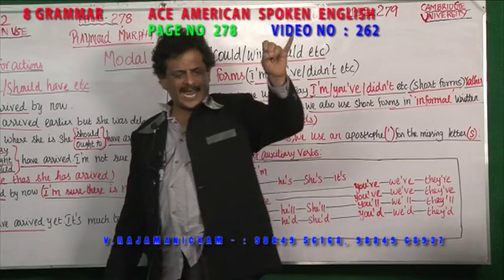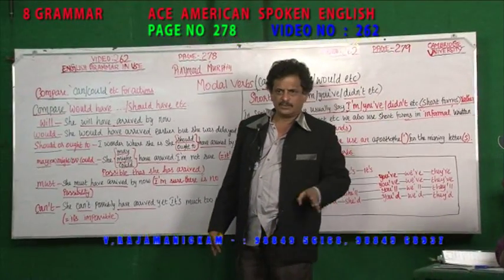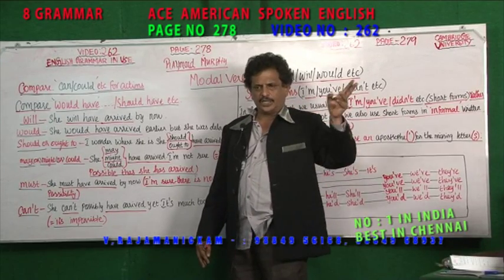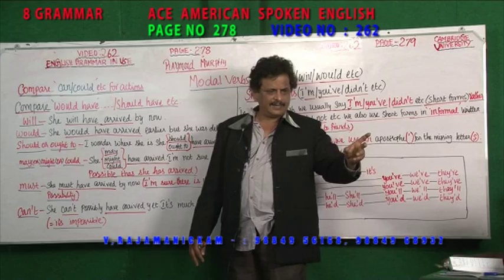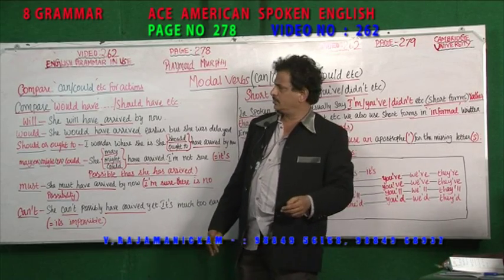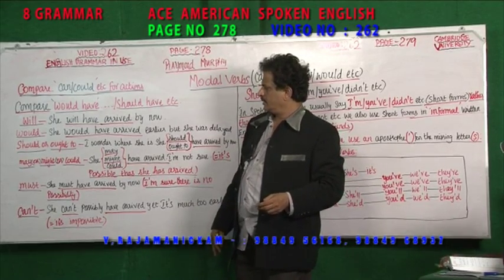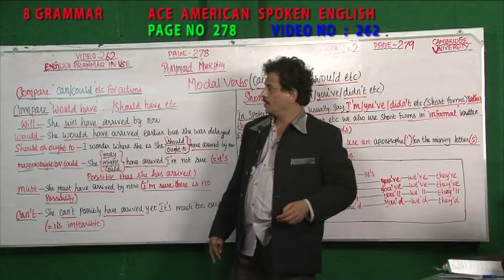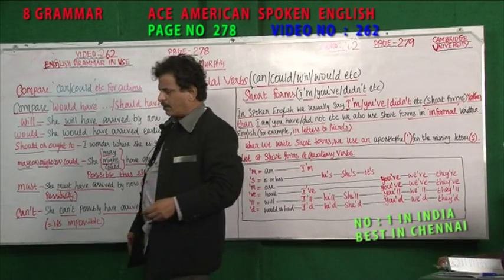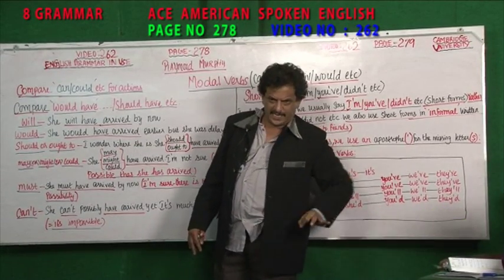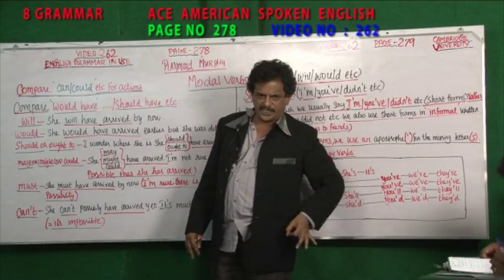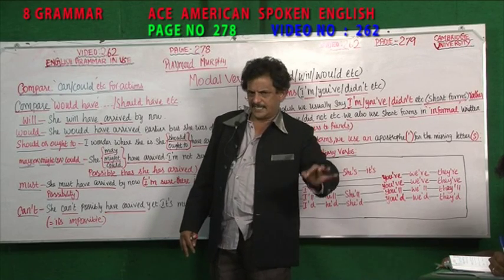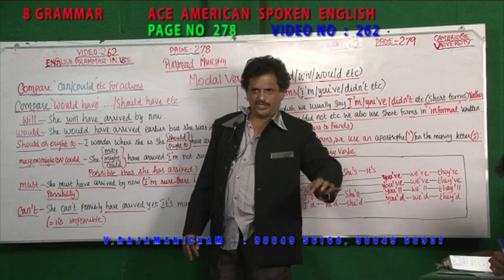The modal verbs are can, can't, shall, shan't, then could, couldn't, would, wouldn't, must, mustn't, need, needn't, ought to, ought not to. Then other modal verbs are may, may not, might, mightn't. So these modal verbs are used for probabilities, possibilities, things of certainty, chances, things of necessity, and things of compulsion.